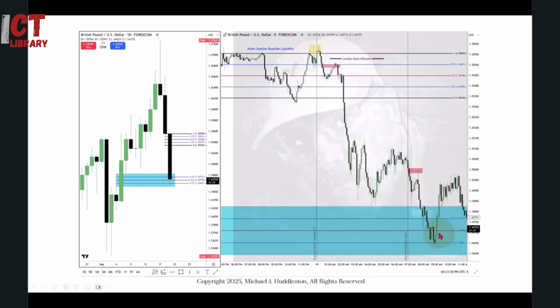Really, really nice little setups in here. This is just a dandy of a move on the London side, and continuation in New York, as you might expect, digging into a discount array derived from the daily chart.